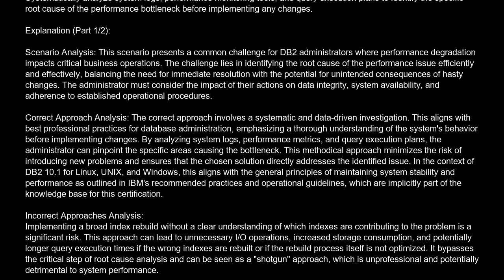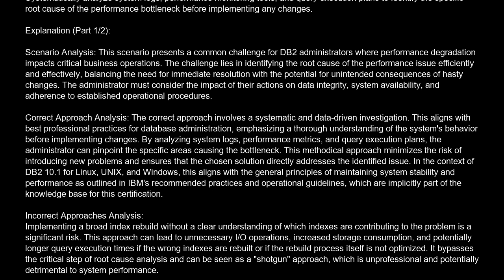Implementing a broad index rebuild without a clear understanding of which indexes are contributing to the problem is a significant risk. This approach can lead to unnecessary I/O operations, increased storage consumption, and potentially longer query execution times if the wrong indexes are rebuilt or if the rebuild process itself is not optimized. It bypasses the critical step of root cause analysis and can be seen as a shotgun approach, which is unprofessional and potentially detrimental to system performance.